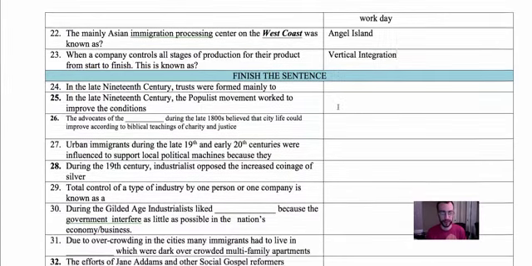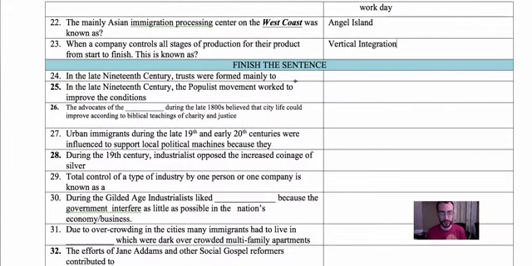All right, so finish the sentence. In the late 19th century, trusts were formed mainly to eliminate competition. That's their purpose. They want to gain the monopoly.